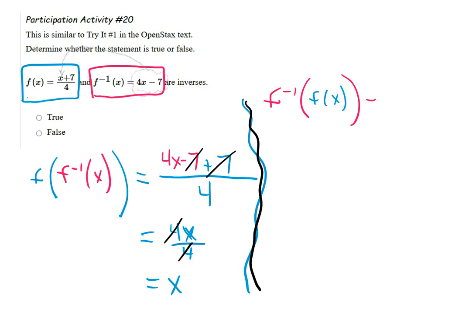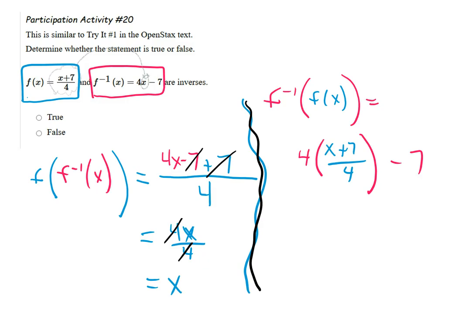And so on this one, let me erase this pencil mark. Okay. Now we're going to take this one and plug it into this equation where the x is. So instead of 4 times x minus 7, we're going to have, and I don't have enough room, so let me put it down here, 4 times the x function, which is x plus 7 over 4, minus 7.